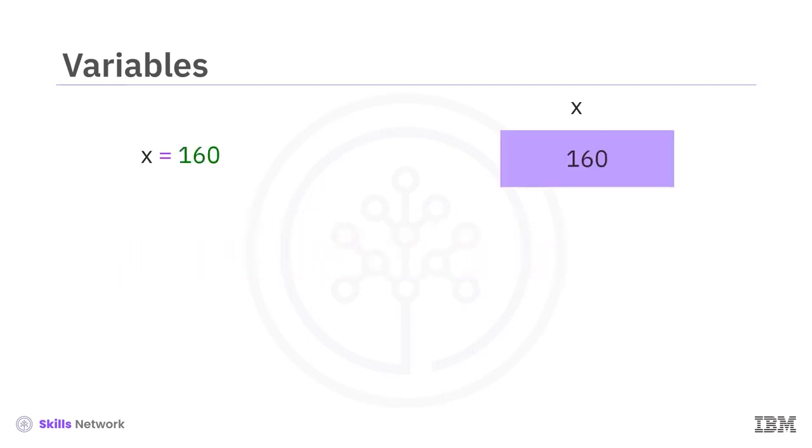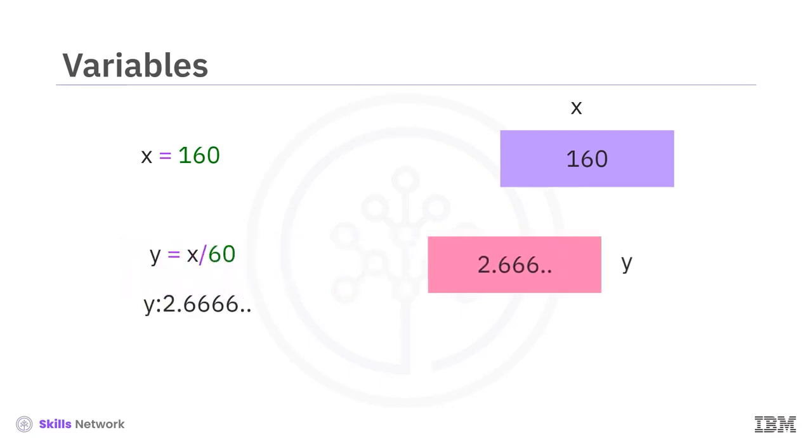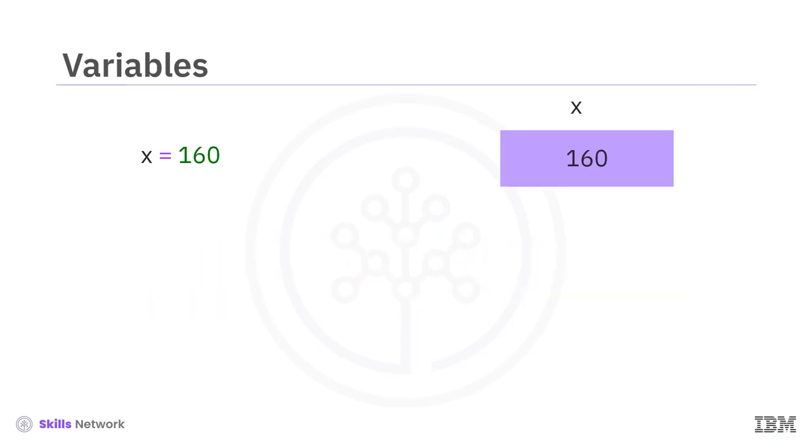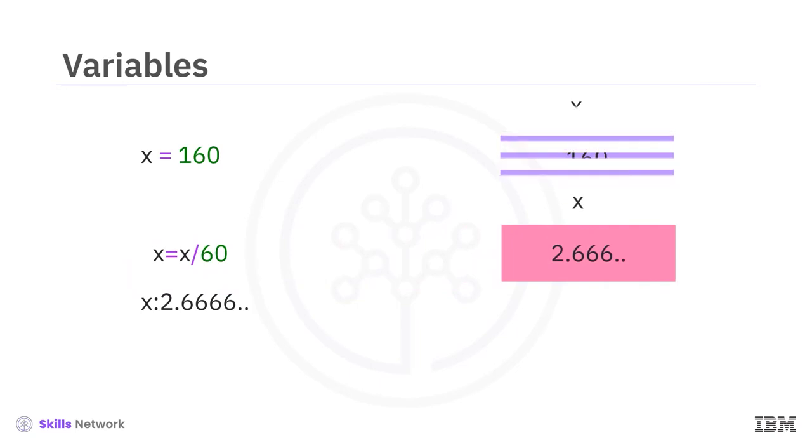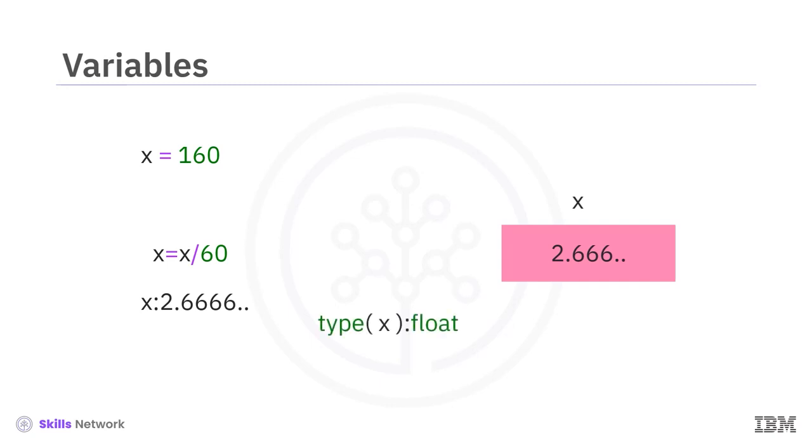We can also perform operations on x and save the result to a new variable y. Y now has a value of 2.666. We could also perform operations on x and assign the value to x. The variable x now has a value of 2.666. As before, the old value of x is not important. We can use the type command on variables as well.